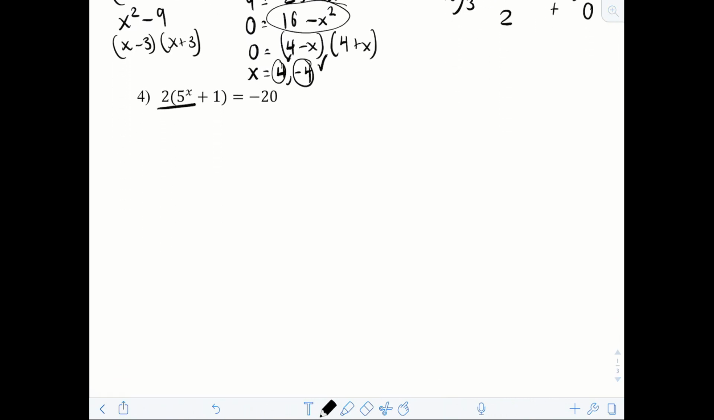Okay, last problem. Divide everything by 2. So the 2 goes away. I'm left with 5 to the x plus 1 is equal to negative 10. Subtract 1 from both sides. I get 5 to the x is equal to negative 11.